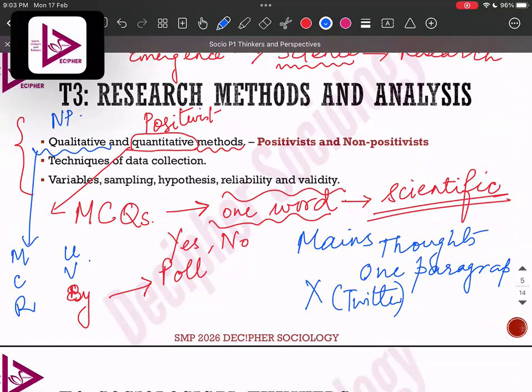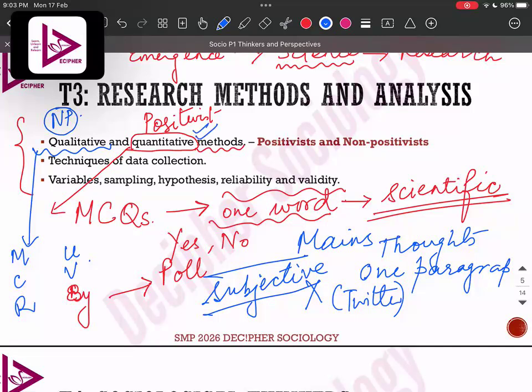Similarly, the non-positivists said that because we are trying to understand human beings, we should make use of a subjective method. We cannot use an objective method to understand society because things change from one person to another, from one place to another, from one religion to another, one region to another. Everything is different. So we had quantitative as well as qualitative methods. At present, both these types of methods are there. And usually a social scientist or sociologist uses a combination of methods.